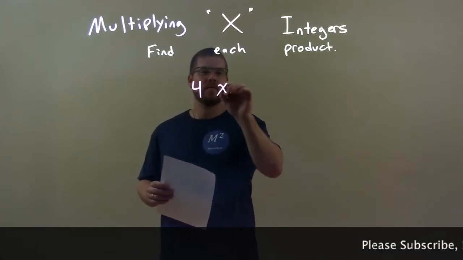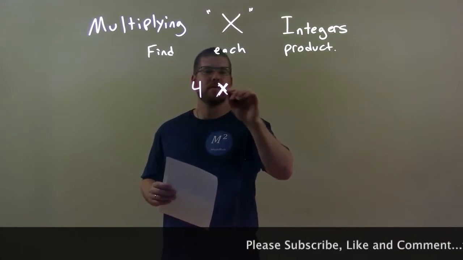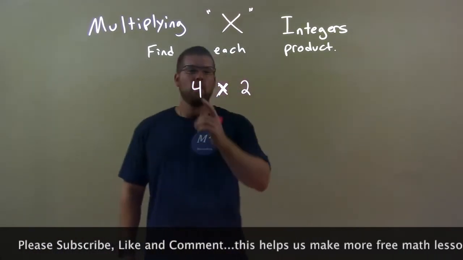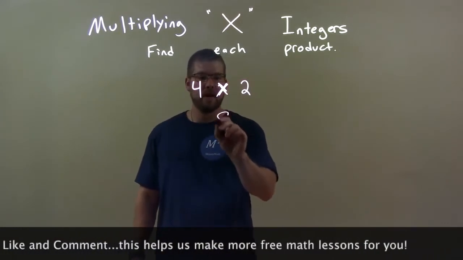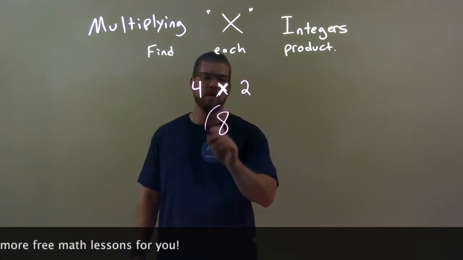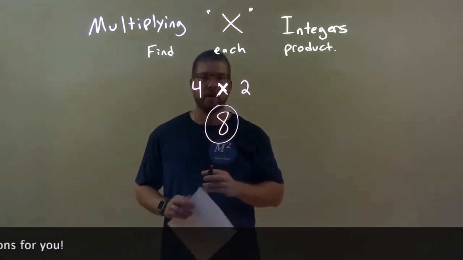4 times 2. So 4 times 2. Well, 4 times 2 is just 8. Now we know we have a positive times a positive, which will always be a positive. So our final answer is just positive 8. Pretty easy.